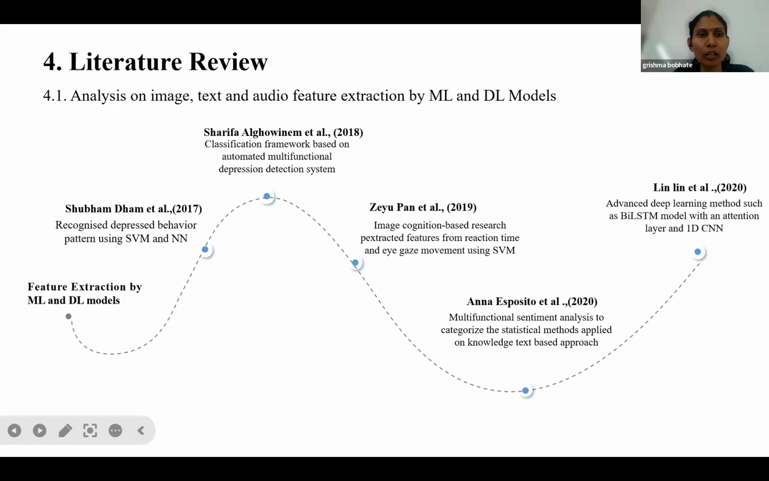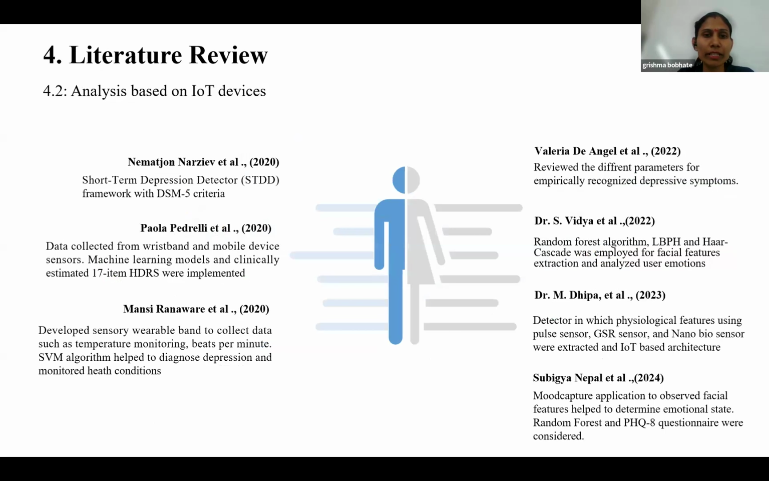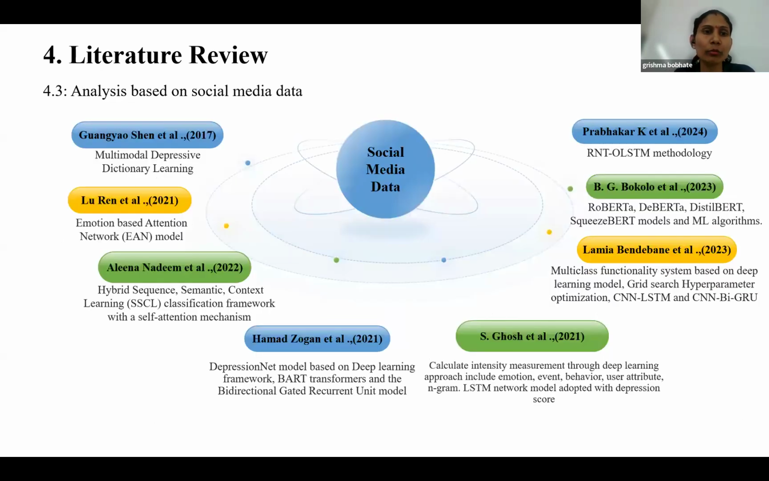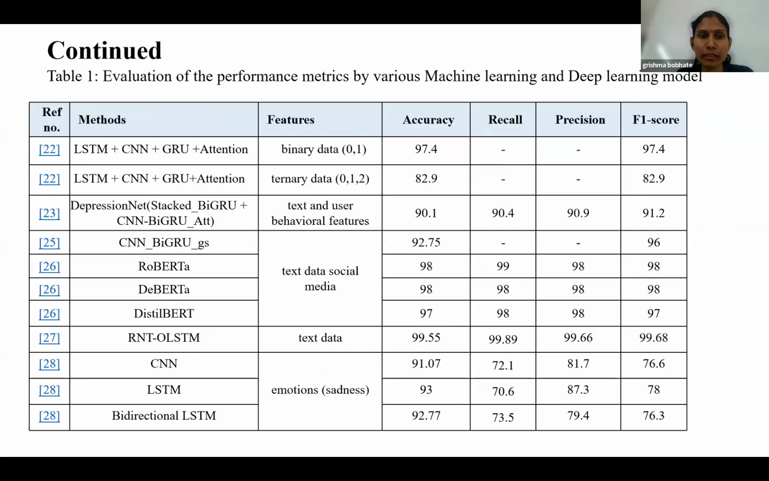Okay. Yes. So these are the contents. These are the data which the literature survey has extracted from the IoT devices. So these are the authors who worked on collecting the data from the IoT devices. Next is from social media. Here the multimodal depressive dictionary learning pattern with the RNN and LSTM methodology has been introduced. So these are some surveys on existing learning models using deep learning. Okay, so these are the existing result summaries.